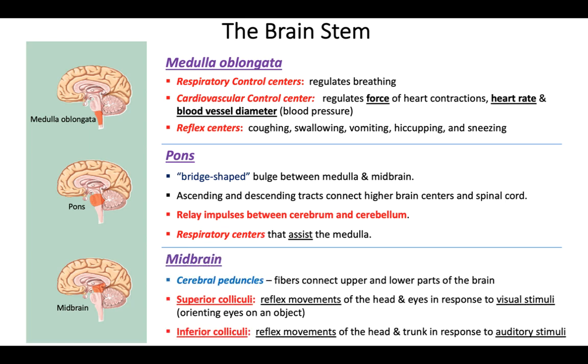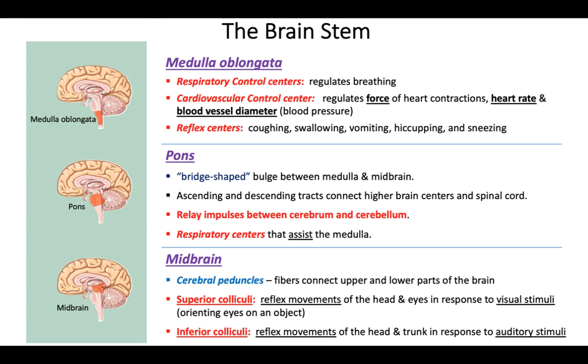And then the midbrain is above the pons. The midbrain has a couple different parts. One is known as the cerebral peduncles. A peduncle is an attachment, and the cerebral peduncles basically attach everything below to everything above. So again, it's going to help bring signals up and down the brainstem.